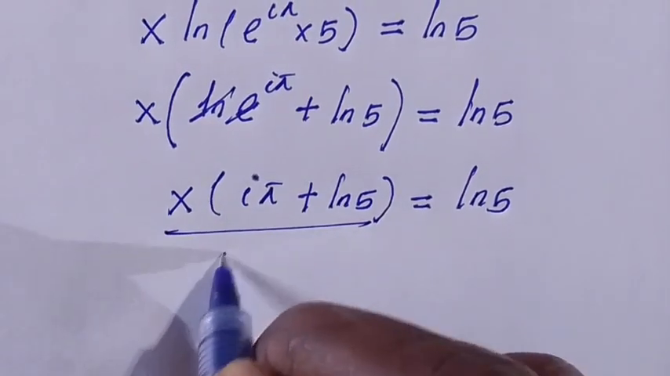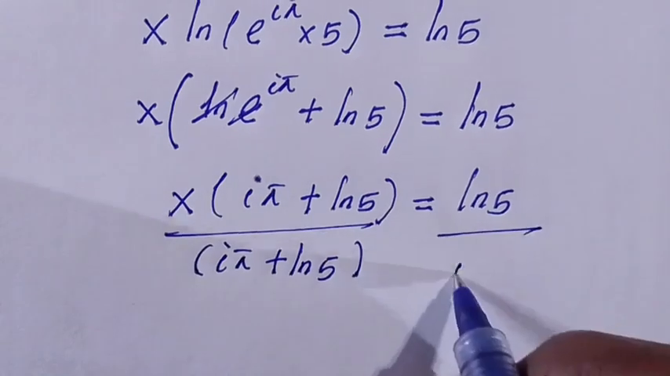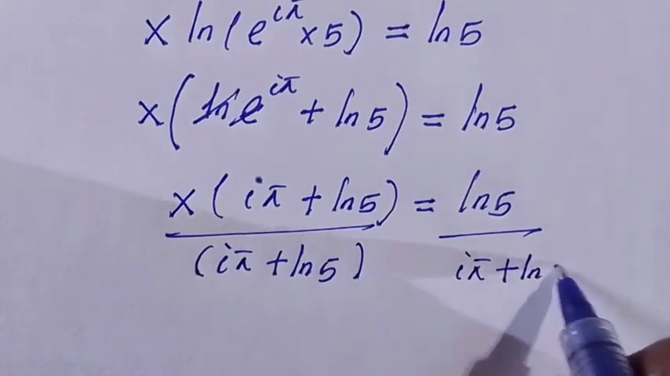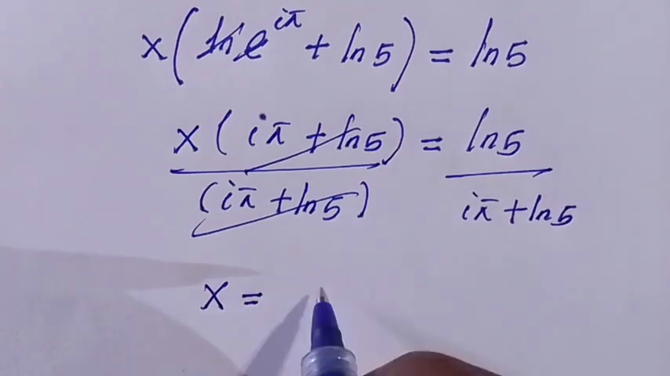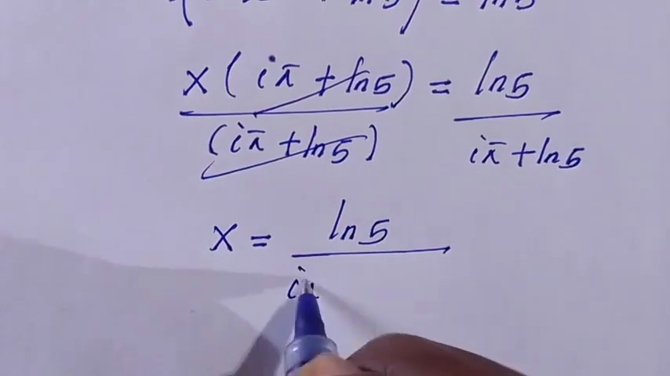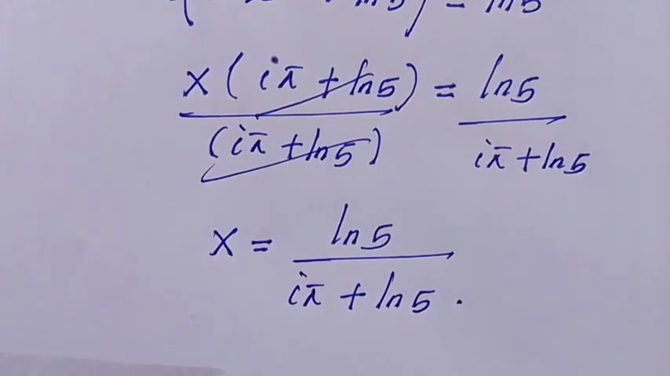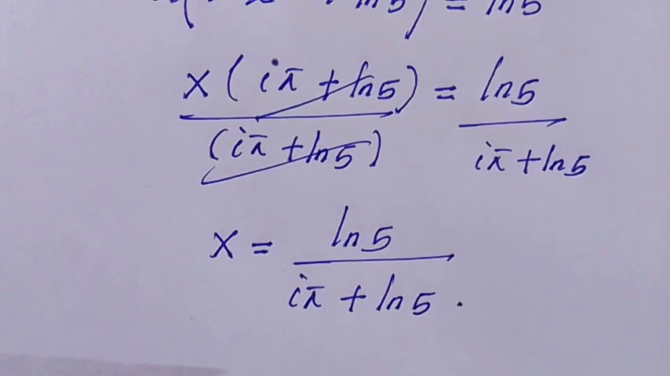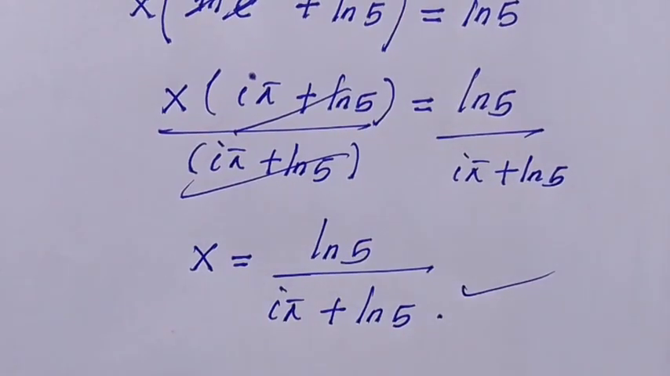So then we have to divide both sides by i pi plus ln 5. By dividing both sides by this, we get the value of x. As these two cancel, the value of x equals ln 5 divided by i pi plus ln 5. And this is how to solve this problem, as we know that from the negative in the problem, we cannot get real solutions. The only solutions we get to this problem are complex, and this is the value for it.